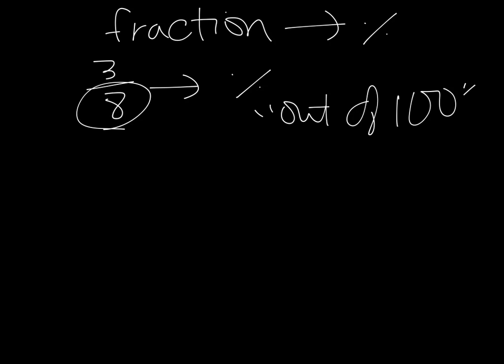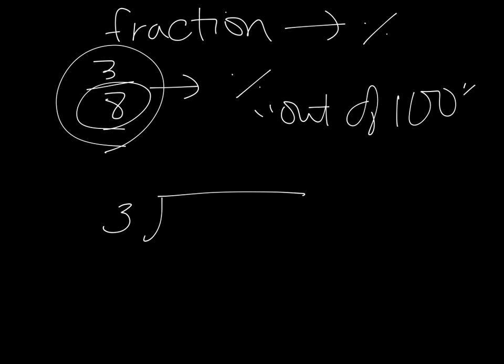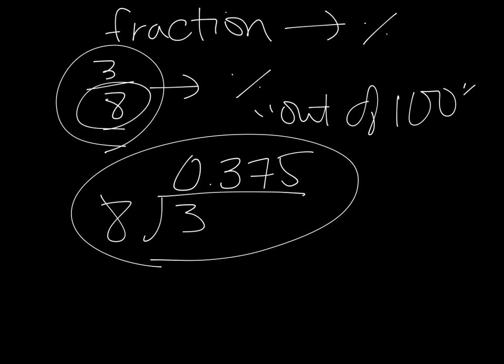So I'm going to do the old method, and I'm going to just divide it, right? The 3 goes inside, the nerd goes inside, and the 8 goes outside. We divide, and we will get 0.375 when we divide, okay? Just divide.